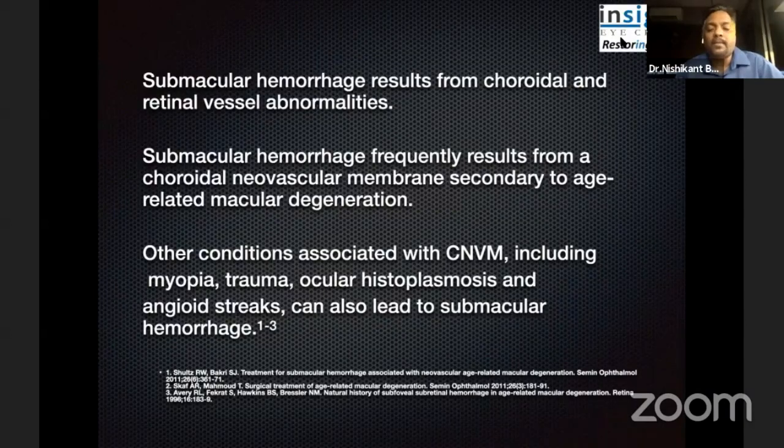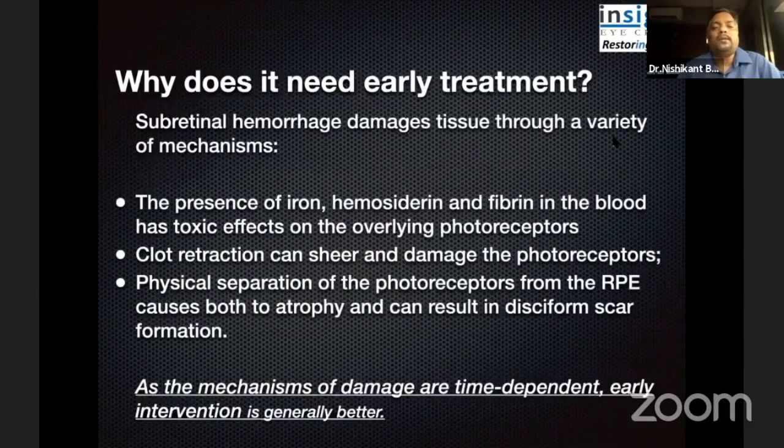Now, why is submacular hemorrhage so important, and why does it need an early treatment? The basic thing is there is a presence of iron, hemosiderin, and fibrin in the blood, which has toxic effects on the photoreceptors. Even the blood clot that retracts can cause a shearing effect with mechanical traction on the photoreceptors, thereby damaging them.